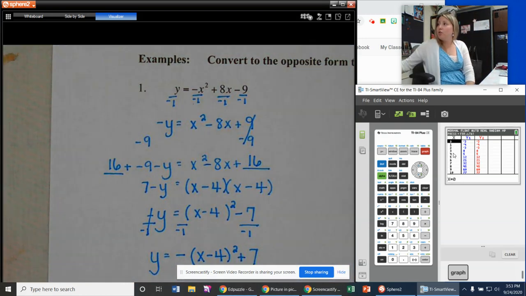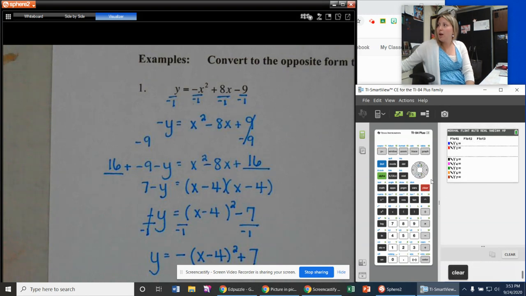How do you check these? What you do is go to your graphing calculator. So I'm going to the one on my screen. I'm just going to clear out what I had in there. But I'm going to start with y1, and this is where I'm going to put the original function. So negative, always start with the little negative down here. X squared plus 8x minus 9. Okay, so I put that in there.